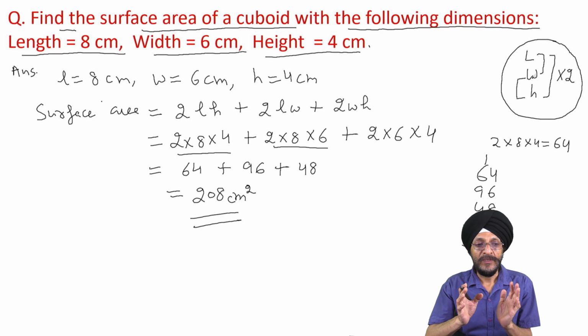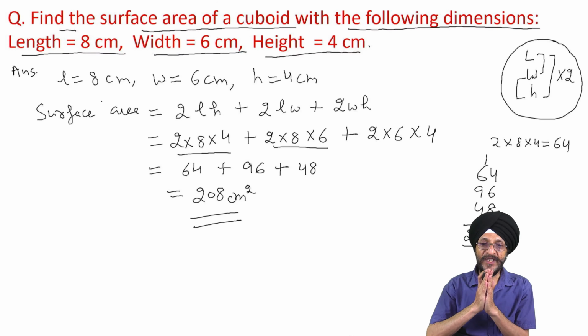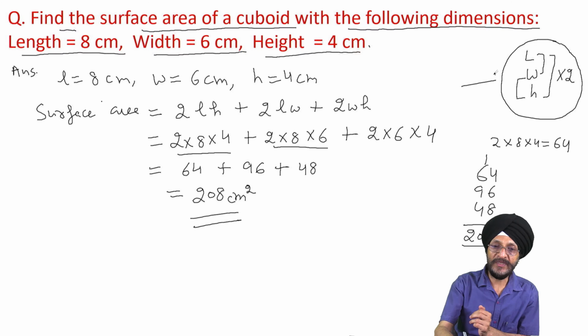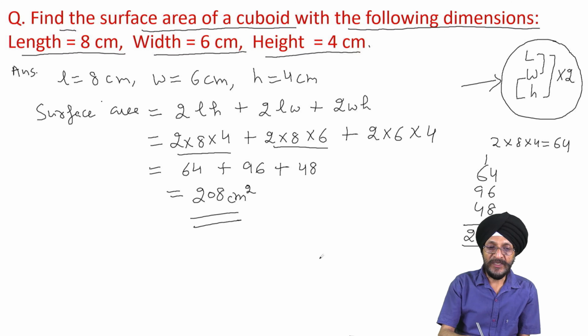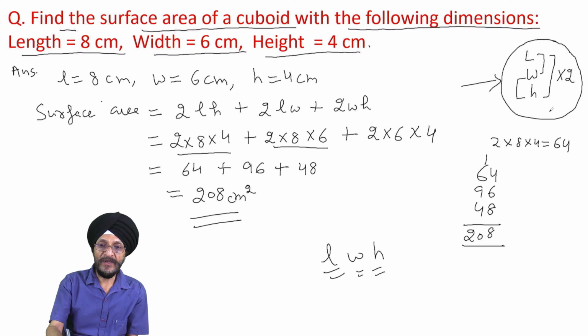Now, in a nutshell, we can say that whenever we have to find out the surface area of cuboid, you can simply remember this picture, that there are three sides: length, width, height. You are to multiply by 2. The first time you can take LW, the second time you can take length into height, and the third time you can take width into height.